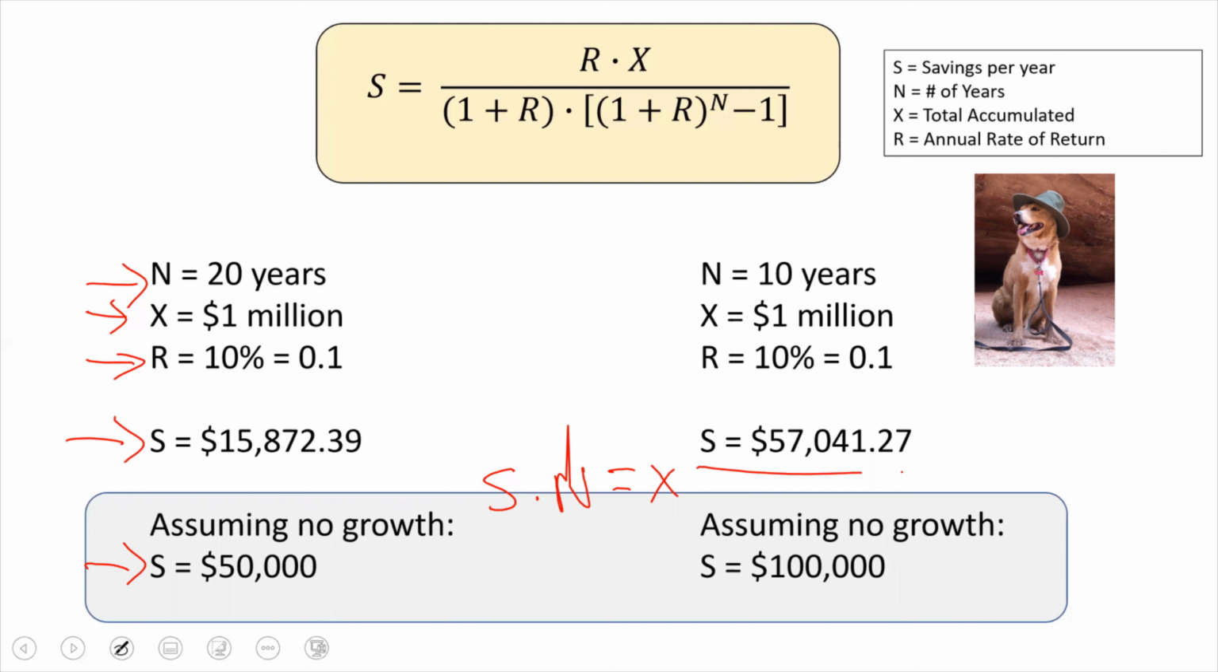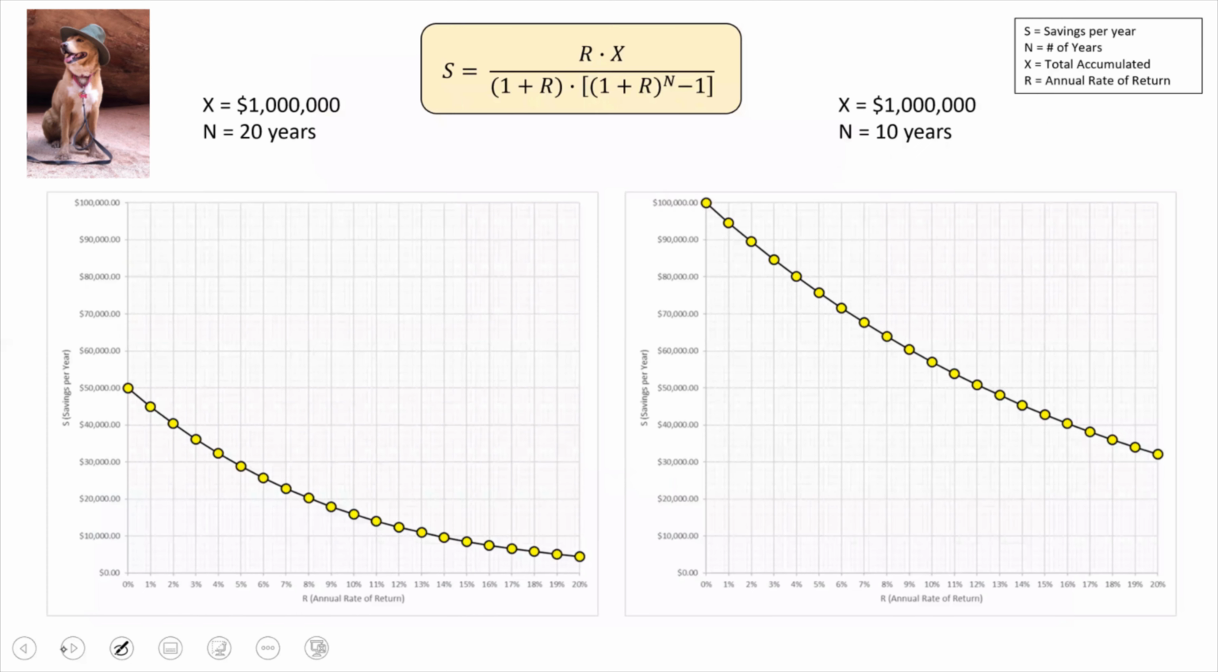Same thing with this side here. If you want to save $1 million in 10 years, you only have to put in $57,000 if you get a 10% rate of return. If you have no rate of return, no growth, you have to set aside $100,000. And another way to see this is with these graphs. These are the same examples: X equals $1 million, and you want to do it in 20 years.